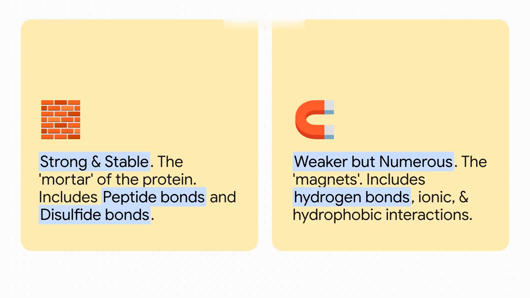So think of it like this. The covalent peptide bonds linking the amino acids, that's the mortar. It's strong, stable, and pretty much permanent. But the final 3D shape, that's held together by all those non-covalent bonds. They're more like magnets and static cling. Each one is pretty weak by itself, but when you get hundreds or thousands of them all pulling together, they create an incredibly powerful and stable structure.